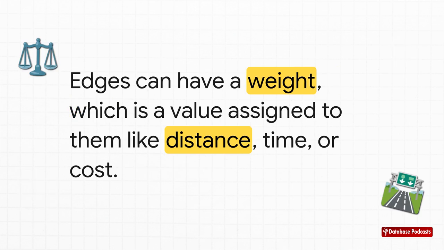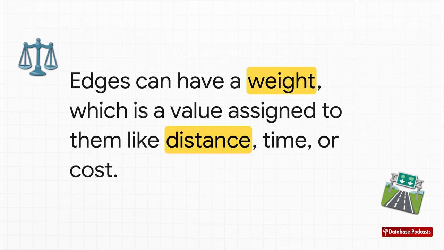But wait, there's more. We can give our edges even more information by adding what we call weights. A weight is just a number, some data that describes the edge. So if our graph is a map, the weight of an edge between two cities could be the distance in miles, or the time it takes to drive. For a computer network, it could be the bandwidth.